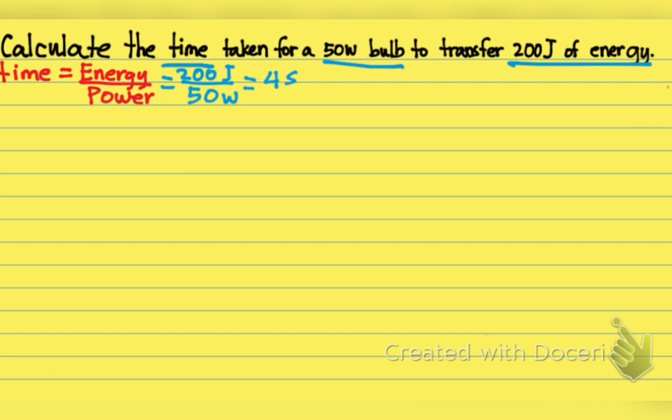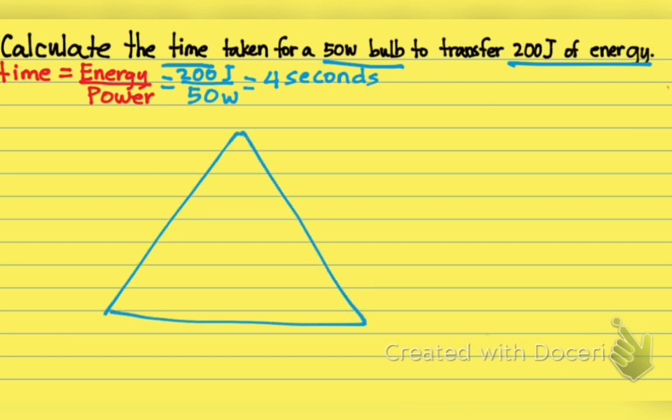This is called manipulating our equation. In this problem, we are rearranging our equation. We have the time is equal to energy divided by the power. In our problem, we have 200 joules, the energy transferred, over the power. So 200 divided by 50 is equal to 4 seconds.